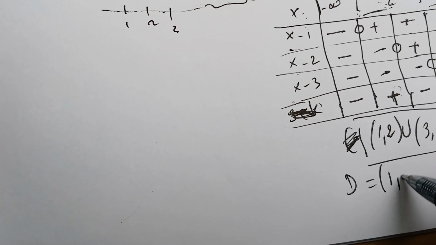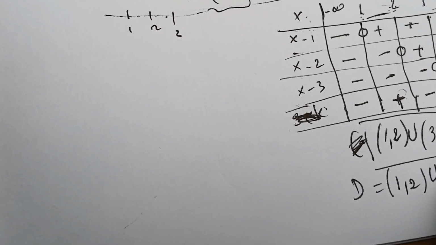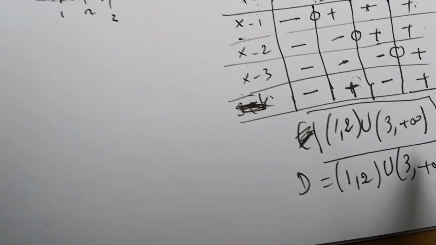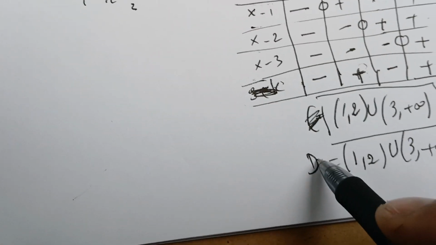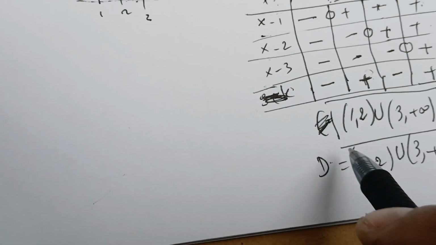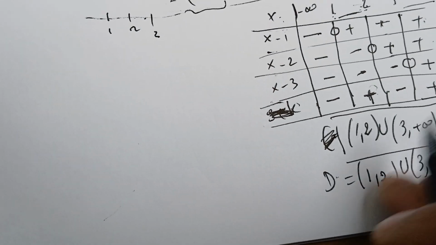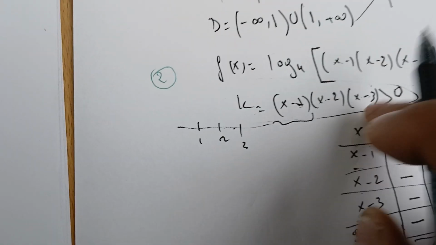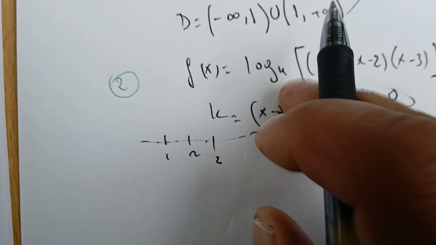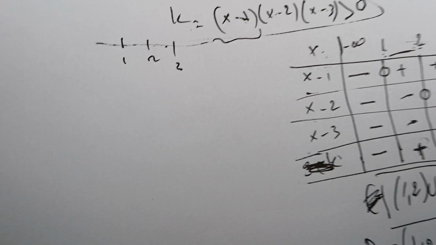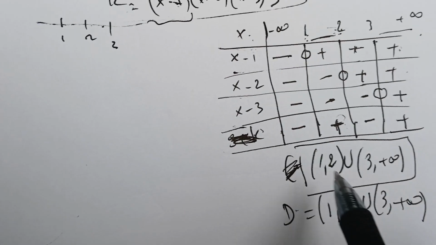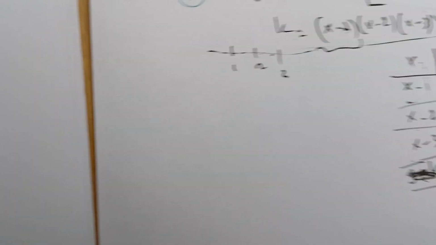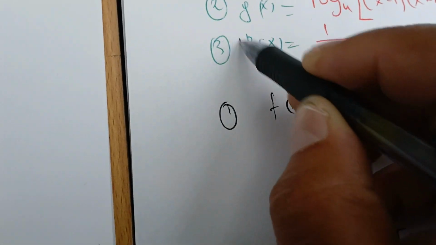So when x is in here, my function is defined, and the sign of this one is positive, because to have this one positive means that this function is defined. So I made a small table and I get the result for this one. Now let's find the domain for this last one.